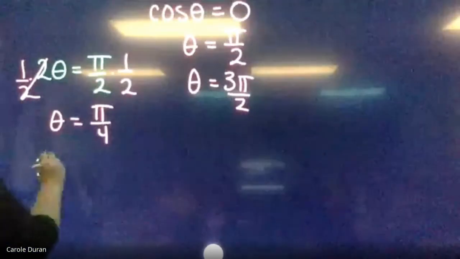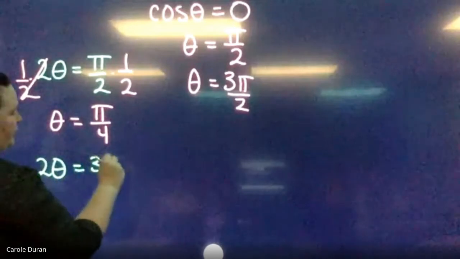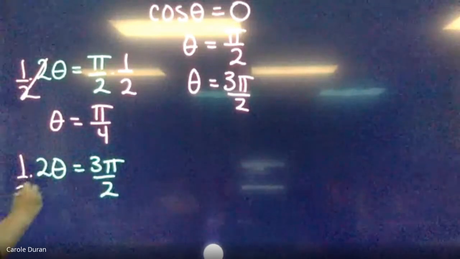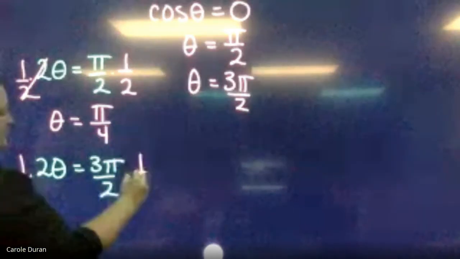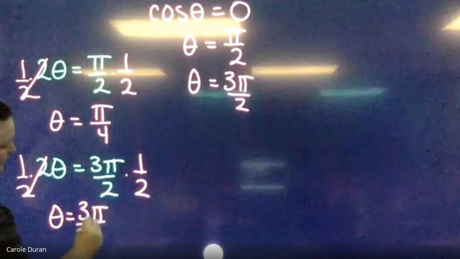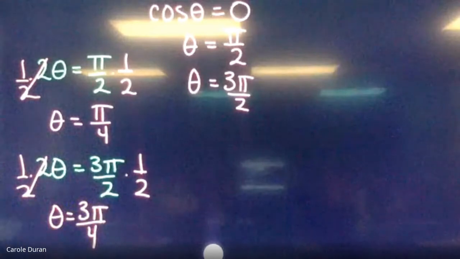So I have 2 theta equals 3 pi over 2. I'm solving just for theta, so I need to divide 2 from each side, same as multiplying by 1/2. And I get theta is equal to 3 pi over 4. So the 2 angles that are going to work for this one are pi over 4 and 3 pi over 4.